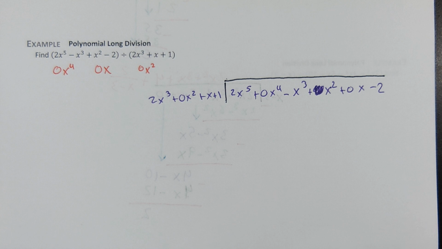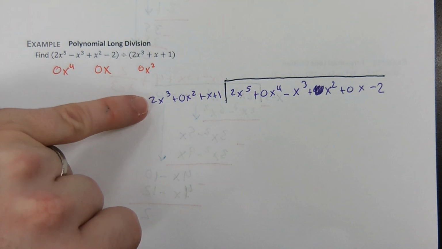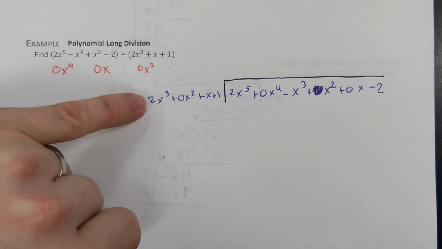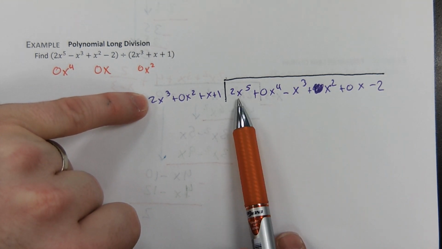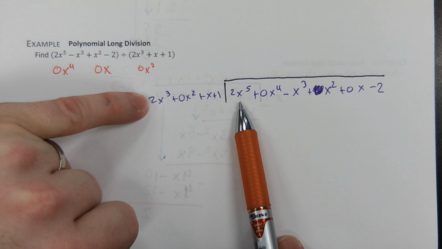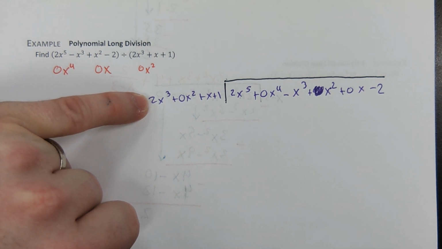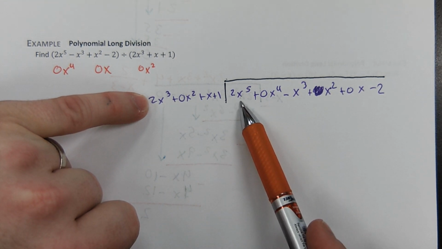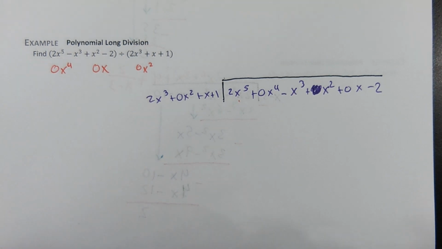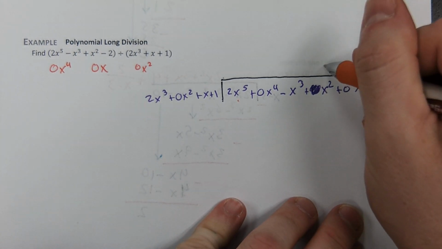Okay, now it's just the same as what we were doing before. We need to figure out what we have to multiply by so that this becomes this. What do we have to multiply that by to get 2x to the fifth? X squared, that's it. So that goes way over here.